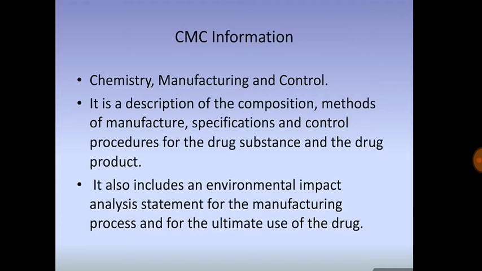CMC information: chemistry, manufacturing, and control. It is a description of the composition, methods of manufacture, specifications and control procedures for the drug substance and the drug product. It also includes an environmental impact analysis statement for the manufacturing process and for the ultimate use of the drug.